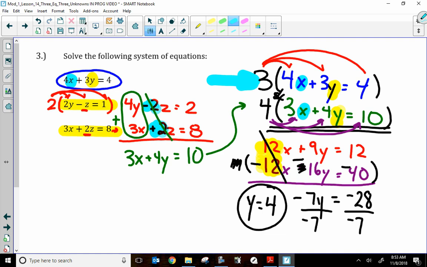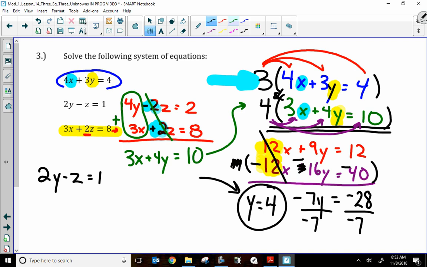Okay. I can also put the y here to solve for this z. I can do whatever I want. And you know what? I think I'm actually going to use this equation right here to solve for z, because that seems like the simplest one. If I have 2y minus z equals 1, and I know y is 4, that's 2 times 4 minus z equals 1. 8 minus z equals 1.